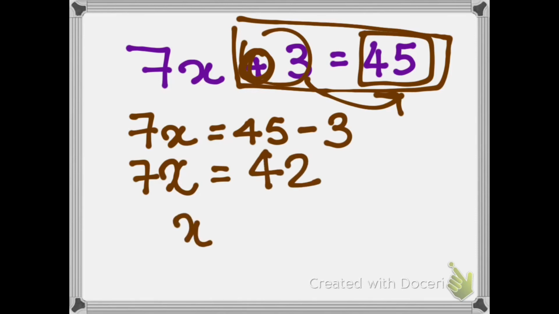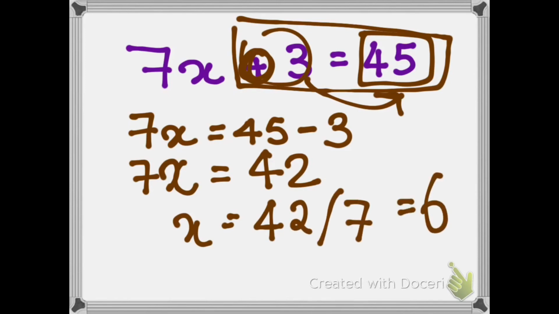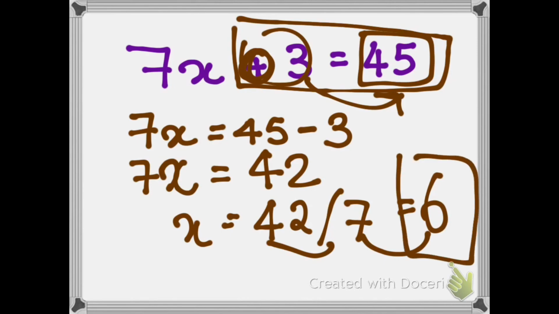Then x is equal to 42 divided by 7, which is equal to 6, which basically means 6 times 7 is equal to 42. And that's your answer. So your answer would be 6. X is equal to 6.